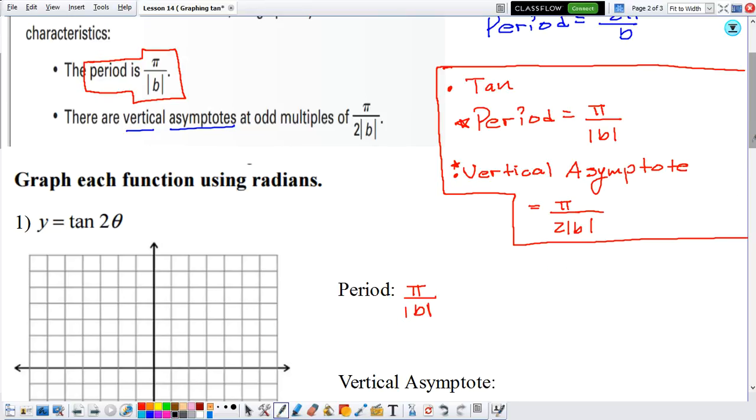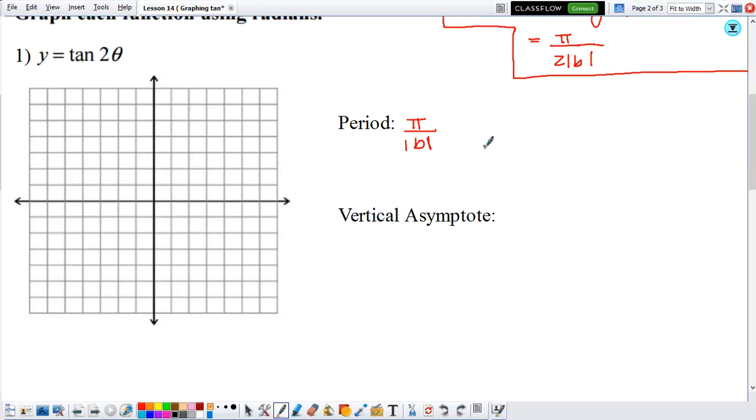So let's see. We want to find the period of the function. Well, pi remains pi divided by, now what is b? b still remains the same, it is the number inside the function, which is 2. So now it becomes pi over the absolute value of 2, which is nothing more than just pi over 2, because the absolute value of 2 is positive 2, so that's what we have here.